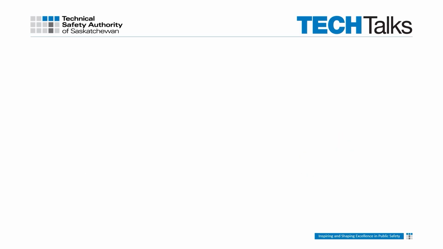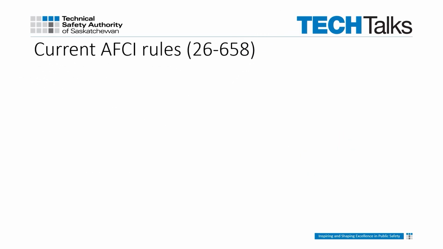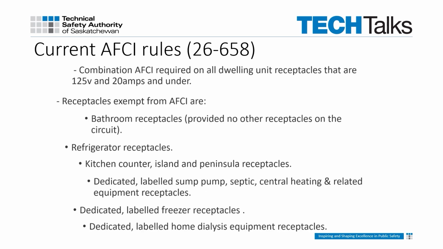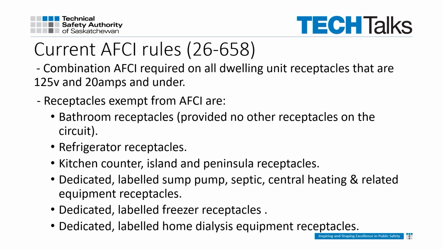So what are the current, most up-to-date rules on AFCI in Saskatchewan? Combination AFCI is required on all dwelling unit receptacles that are 125 volts and 20 amps and under, except bathroom receptacles, provided no other receptacles are on the circuit, refrigerator receptacles, kitchen counter, island, and peninsula receptacles, dedicated labeled sump pump, septic, central heating and related equipment receptacles, dedicated labeled freezer receptacles, and dedicated labeled home dialysis equipment receptacles.